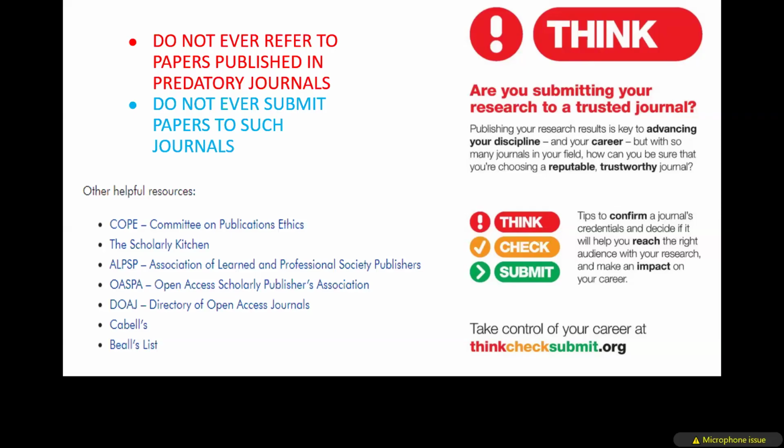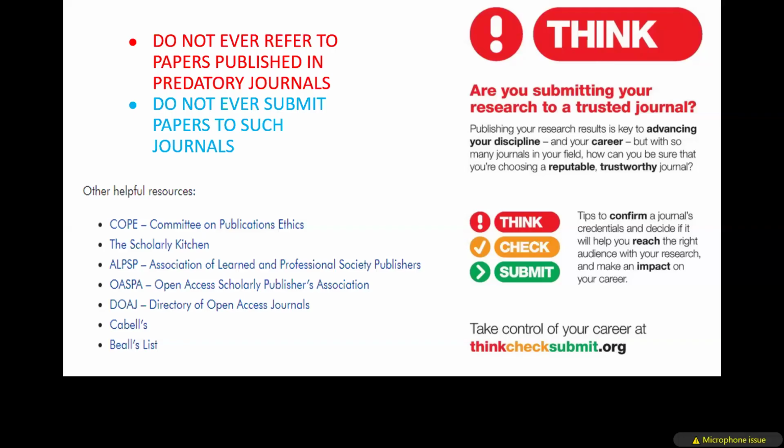Think, Check, Submit.org is a site that gives you a lot of guidance to choose a better journal, not in terms of scientific content, but ethical considerations. Also, on the left-hand side bottom, I have given you some useful examples. COPE, Committee on Publication Ethics, is not the COPE that we have in Sri Lanka, the funny COPE. This Committee on Publication Ethics is a very reputed organization. Then there's the Scholarly Kitchen, and then we have ALPSP. Then we have OASPA or DOAJ, Directory of Open Access Journals, very popular among researchers. And then we have Beall's list, which gives links. I have given hyperlinks to these websites. Please have a look at those.